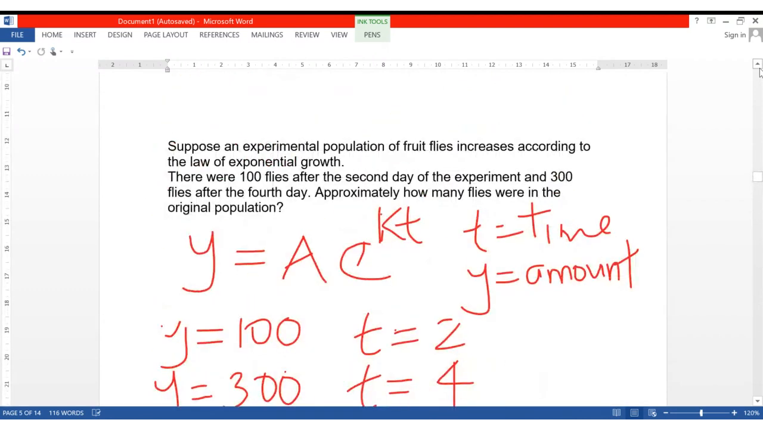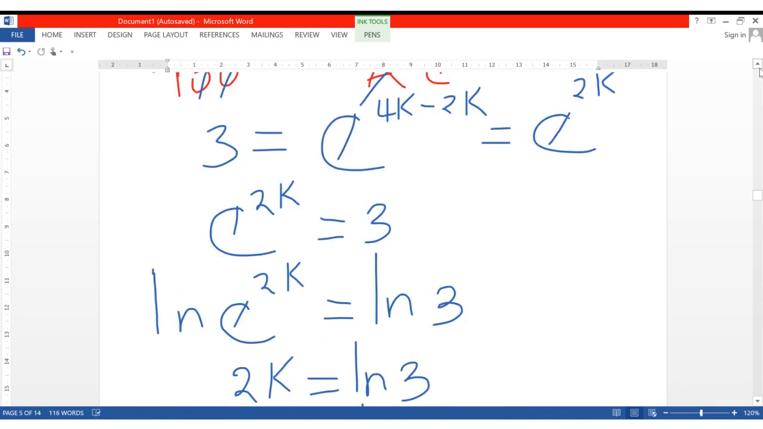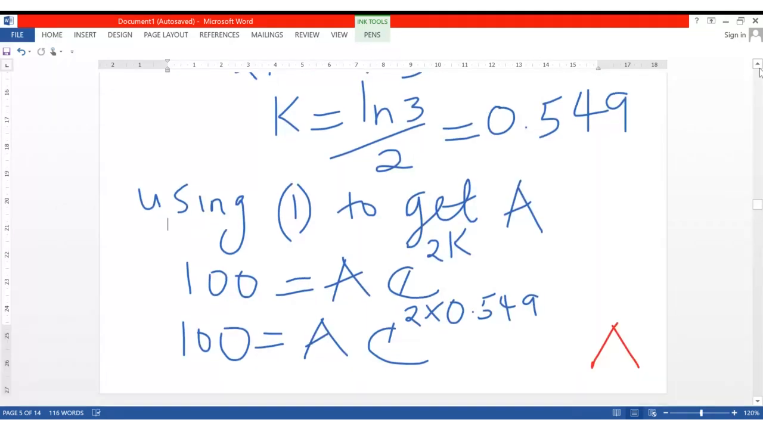Suppose there are 100 flies after the second, so we got two equations. Approximately how many flies were in the original population? So that's what they are asking. So I'll again repeat the law of exponential change, the equation. I've gotten the value of a, I've gotten the value of k, and I'll be able to substitute. And then I'll be able now to get the value at time t equals 0, the original population. The original population, we shall assume it is at time t equals 0.